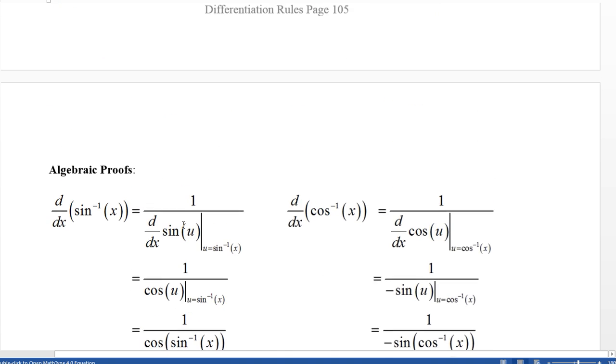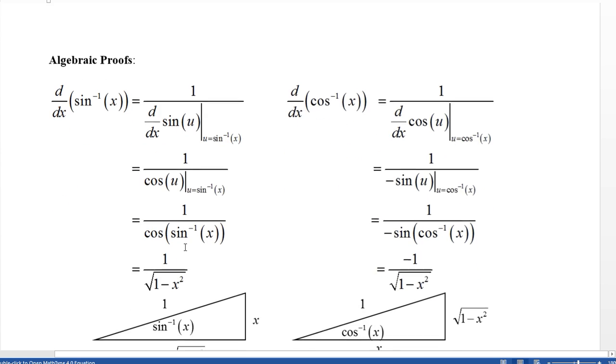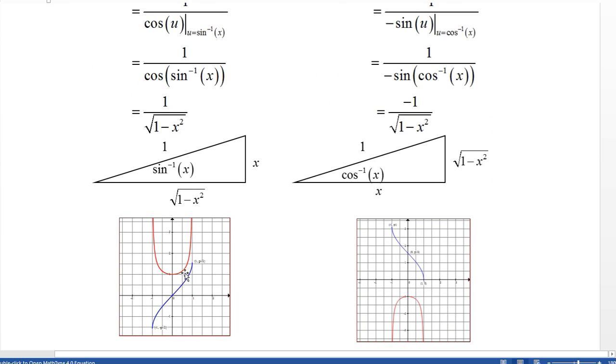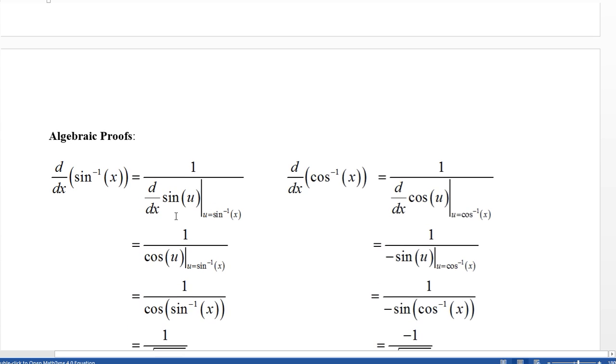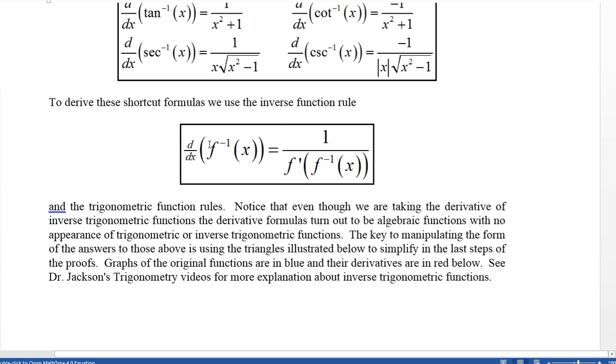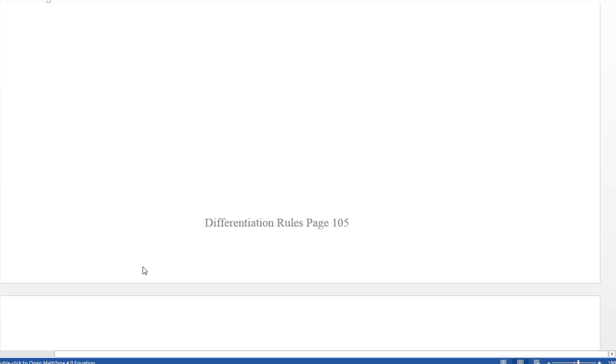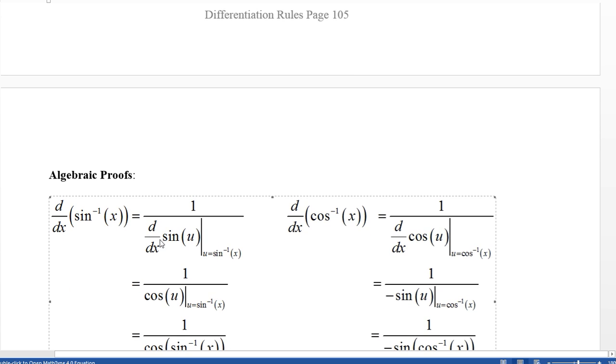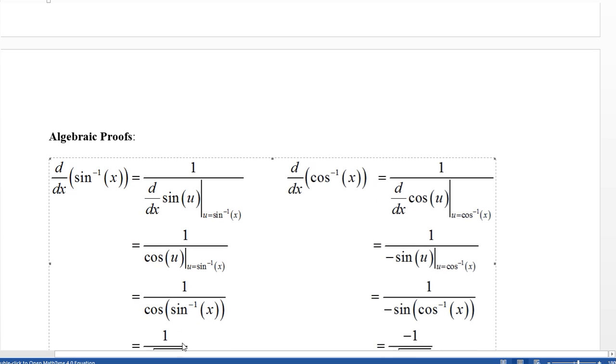Okay, so let's take a look and see if we can now actually derive the formula for this red function, which is the derivative. Okay, so here we are using the inverse function rule that we have right here. This is 1 over the derivative of sine of u, but we evaluate it where u is the inverse sine of x. That's how the inverse function rule works. So the derivative of sine of u is cosine of u, but then we plug in inverse sine.